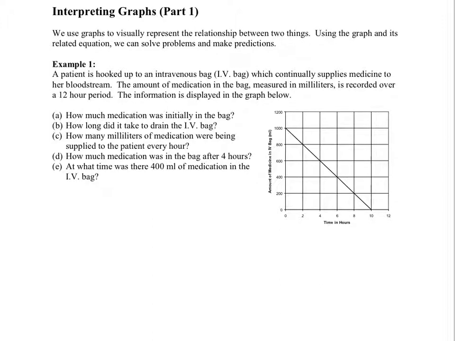A asks us how much medication was initially in the bag. Initially, the time is 0, when we first start with a brand new bag. We go to time 0, and then we follow it all the way up until we hit our line, and our line says 1,000. So the initial amount in the bag was 1,000 milliliters.